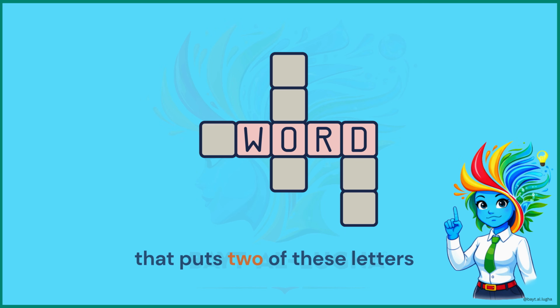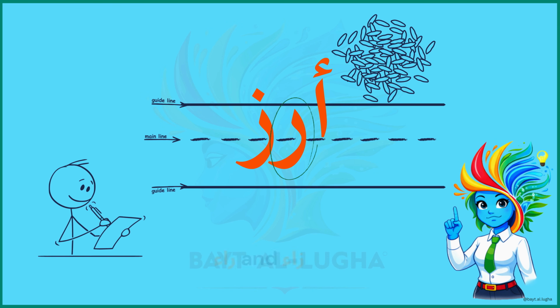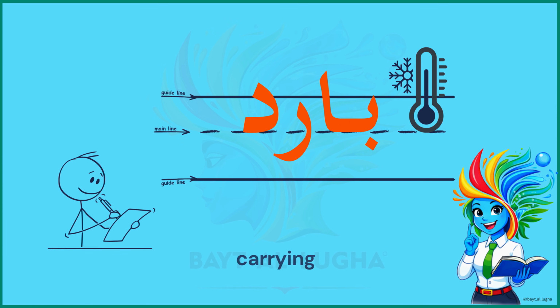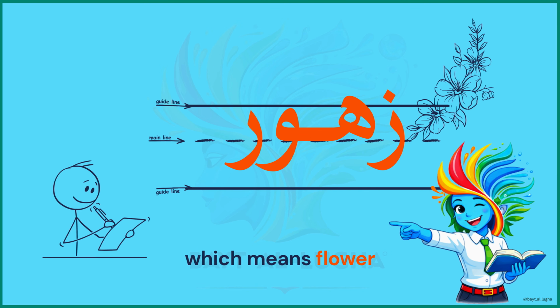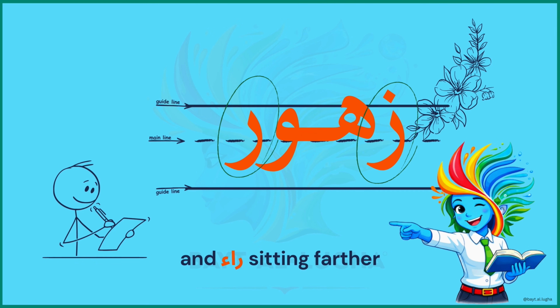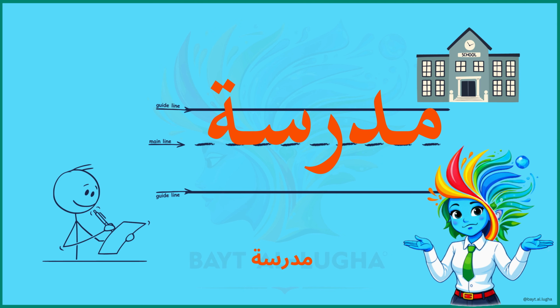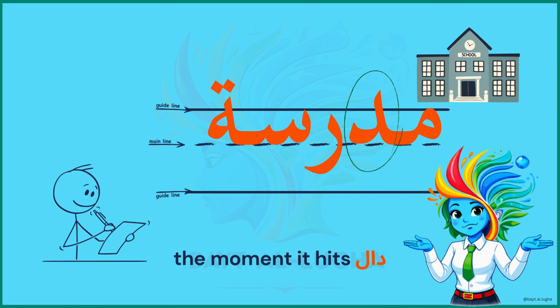Then one word that puts 2 of these letters to work together. Aruz, which means rice, ra and za sitting side by side, neither one reaching into the other. Barid, which means cold, carrying both ra and dal as tail letters in a single short word. Zuhur, which means flowers, where za opens the word and ra sits farther in, each one refusing to reach into whatever follows it. Finishing with madrasa, start to finish, and watch your hand lift on its own the moment it hits dal.